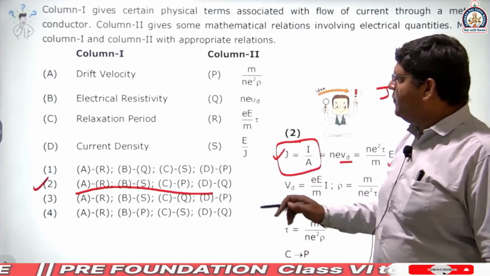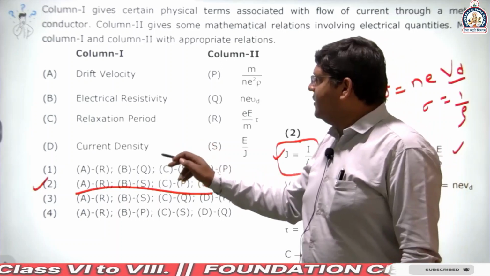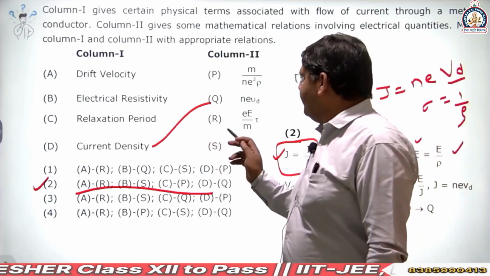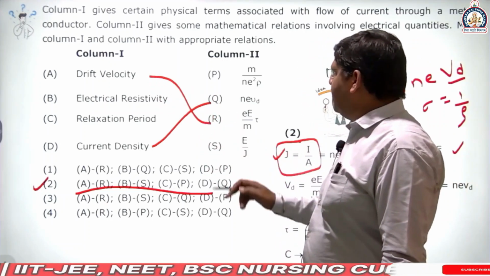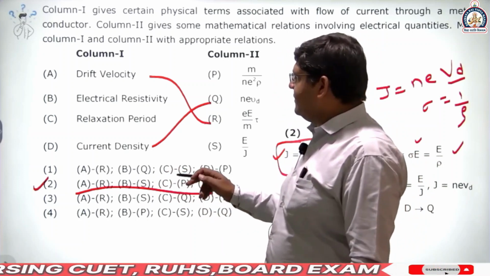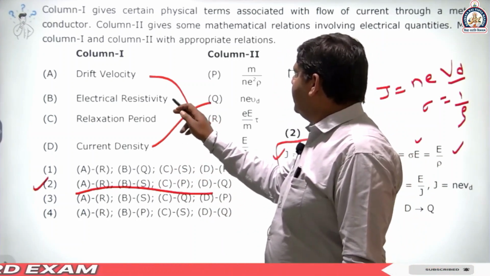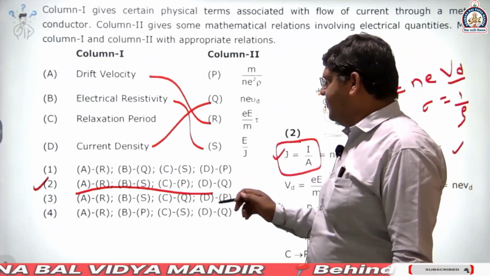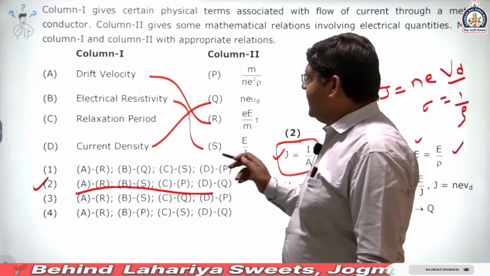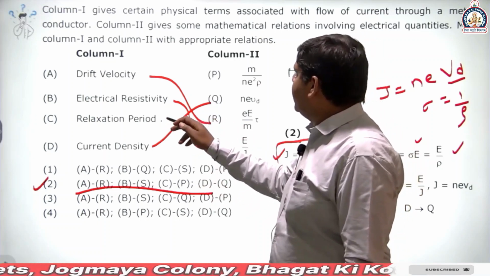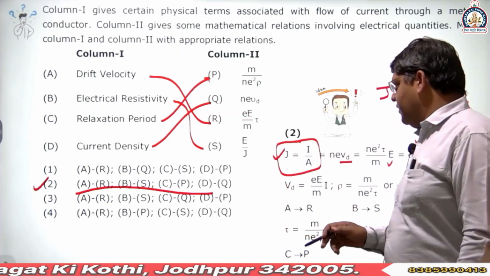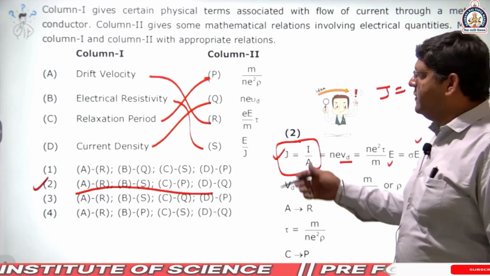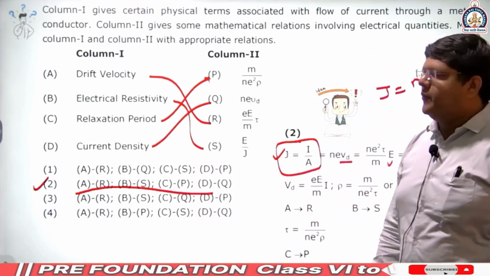D matches with Q. Current density matches with nevd. A matches with R: drift velocity is e tau upon m. B matches with S: B is electrical resistivity, and resistivity rho is equal to E upon J. The next combination, C matches with P: relaxation time is related as m upon n e square rho. This is nothing but simply the application of formula. So we can just connect, and the correct answer comes out to be 2.